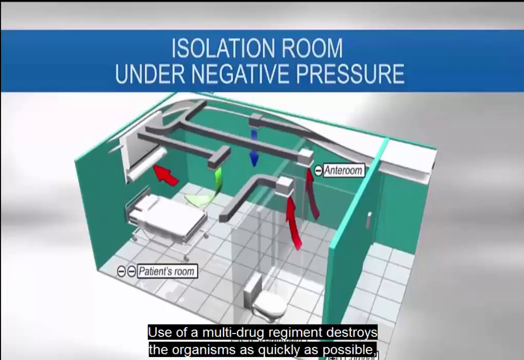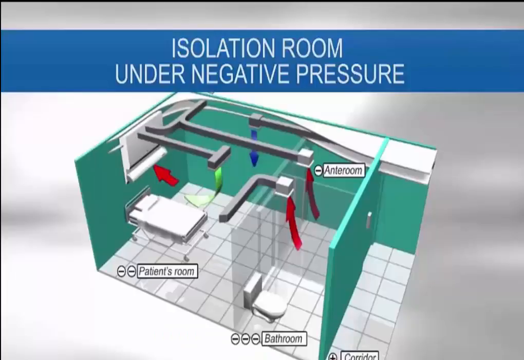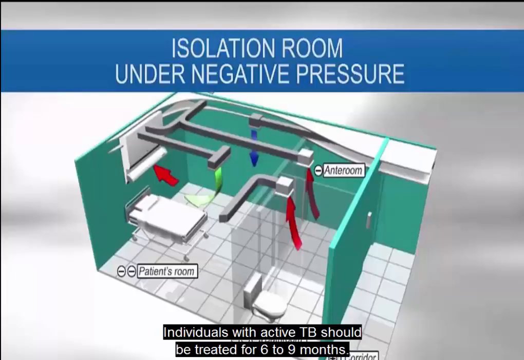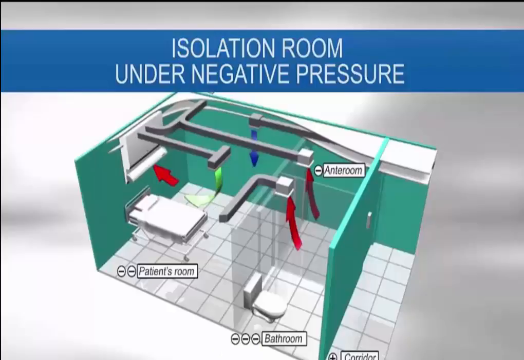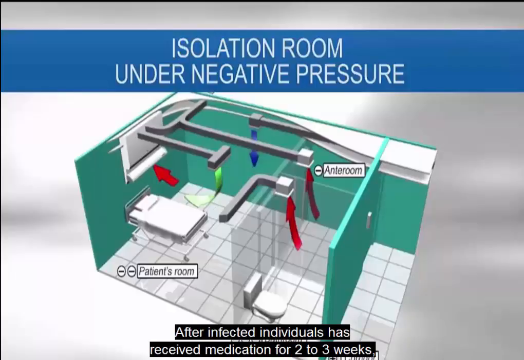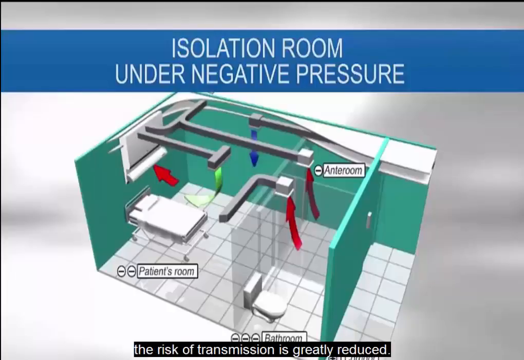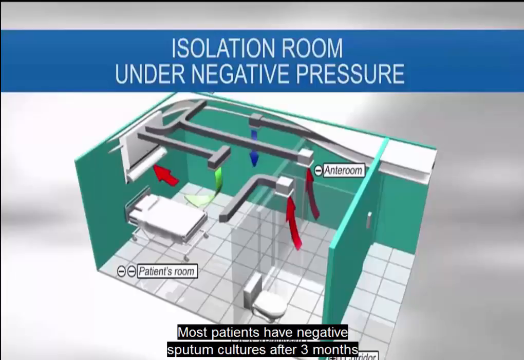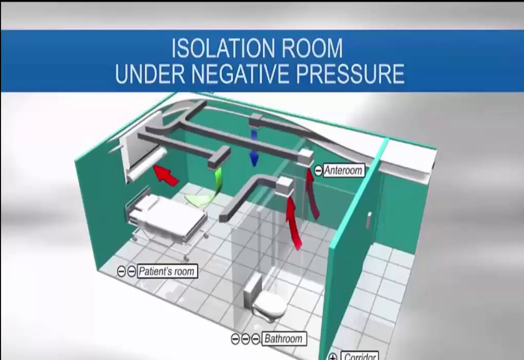Use of a multi-drug regimen destroys the organisms as quickly as possible, minimizing emergence of medication-resistant organisms. Individuals with active TB should be treated for 6 to 9 months, longer if they're HIV positive. After an infected individual has received medication for 2 to 3 weeks, the risk of transmission is greatly reduced. Most patients have negative sputum cultures after 3 months if they are compliant with the medication therapy.